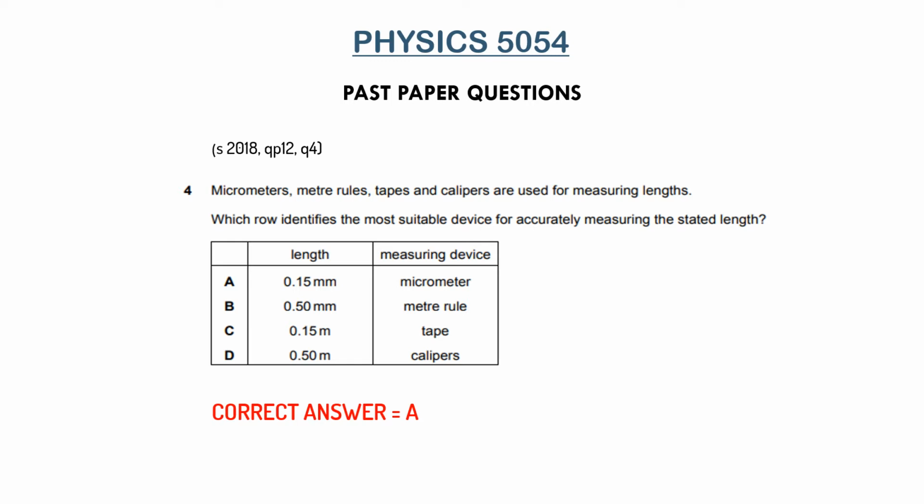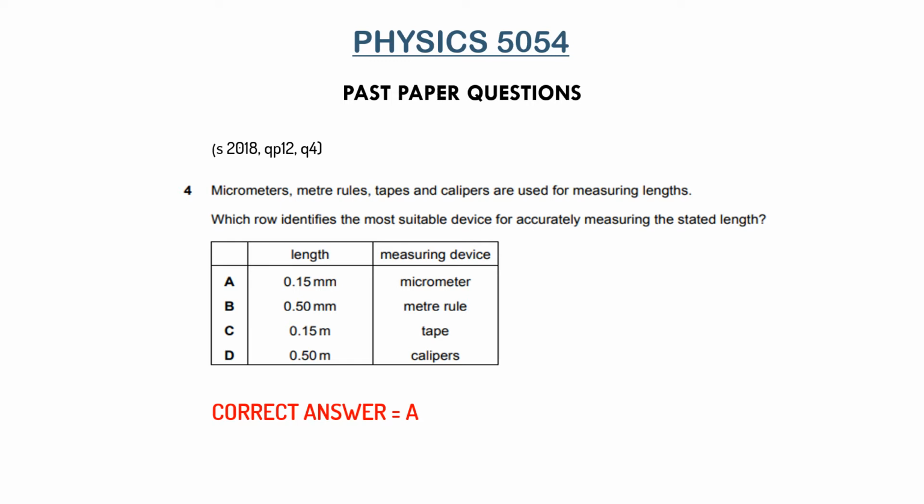Also, a measuring tape usually gives readings in feet or inches, whereas 0.15 meter actually means 15 centimeter. If we convert it into centimeters, 0.15 meter becomes 15 centimeter. So 15 centimeter is far too small a reading for us to use a measuring tape for it, so C is also incorrect. Lastly, our length in option D is 0.50 meters, and the measuring device is a vernier caliper.